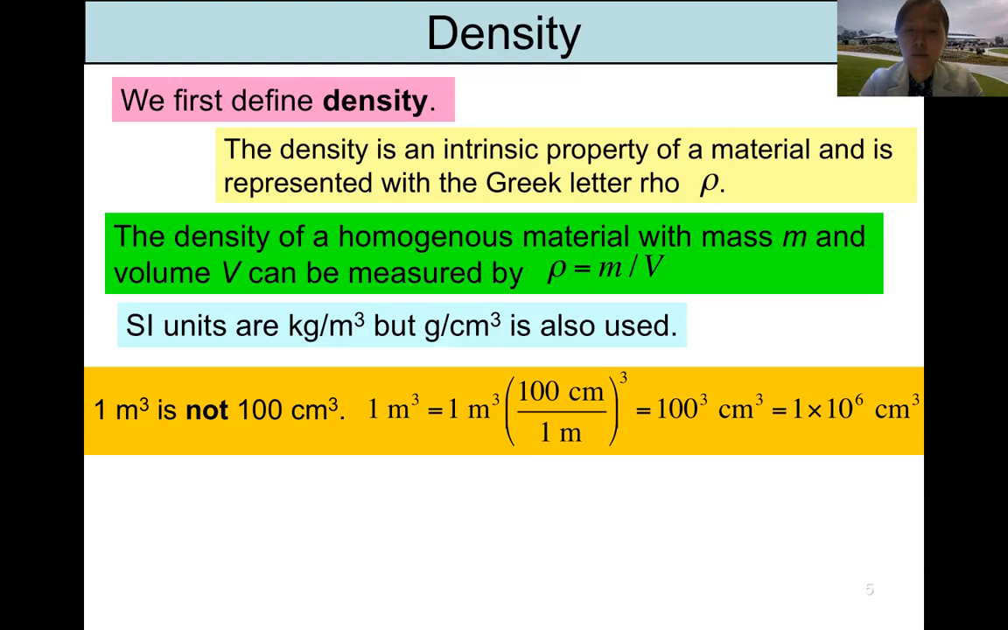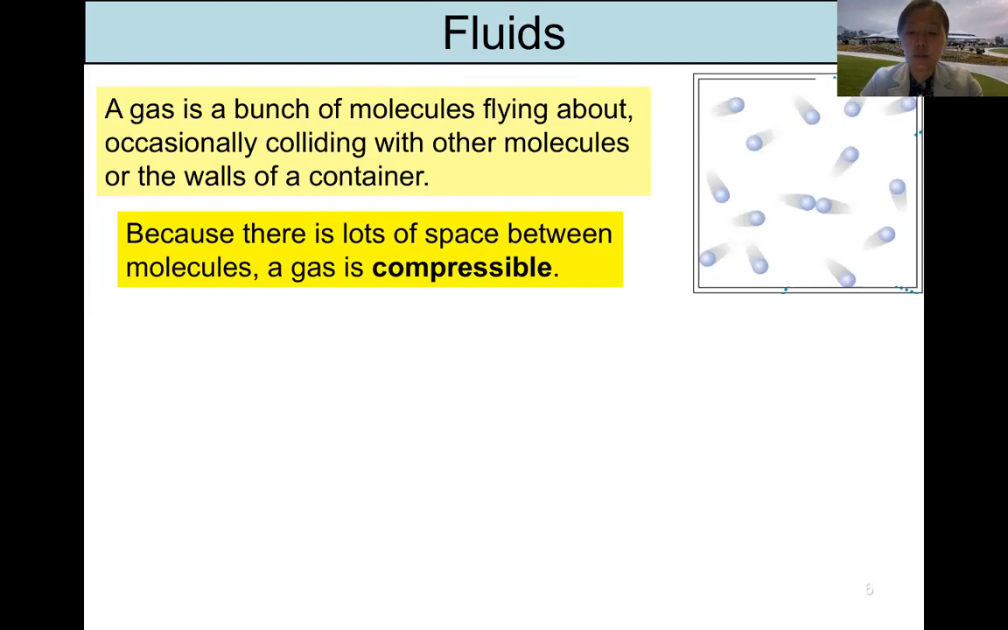So that's why 1 gram per centimeter cubed for the density of water is 1,000 kilograms per meter cubed. So just be a little bit careful of that convention, of that notation of the units.